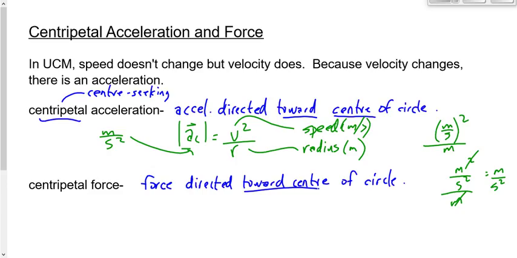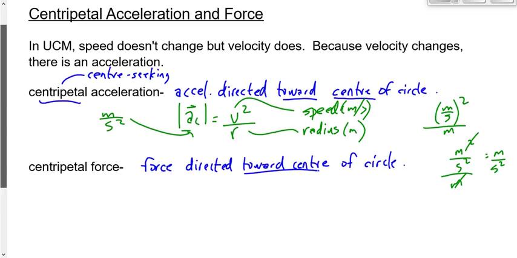So the centripetal acceleration, always directed toward the center of the circle, given in the units of meters per second squared, just like regular acceleration is. The one difference here is that the equation won't give you the direction like it does in our old F is equal to m times a equation. Here, we get the direction just because we know it's toward the center of the circle.